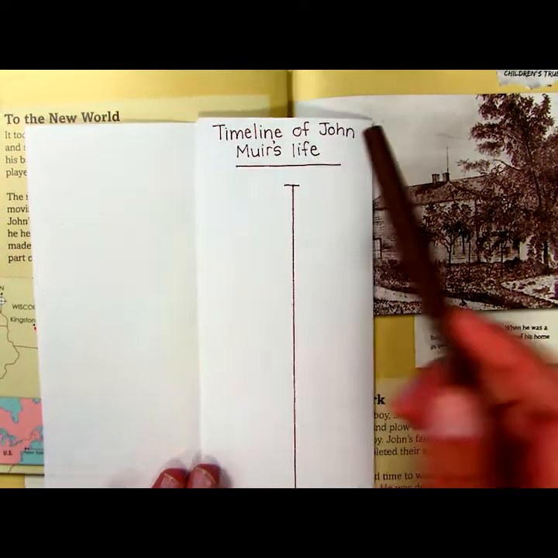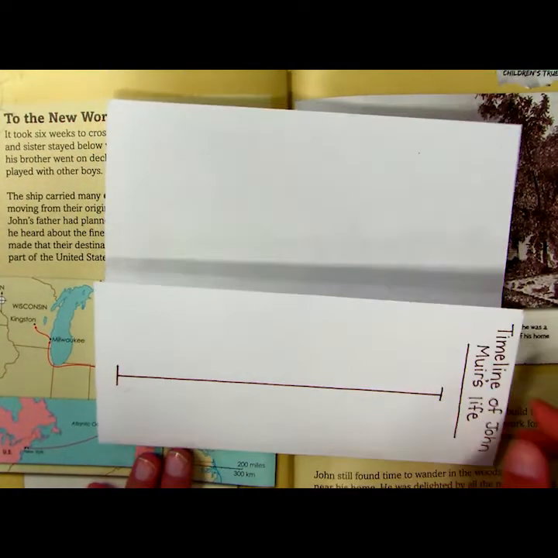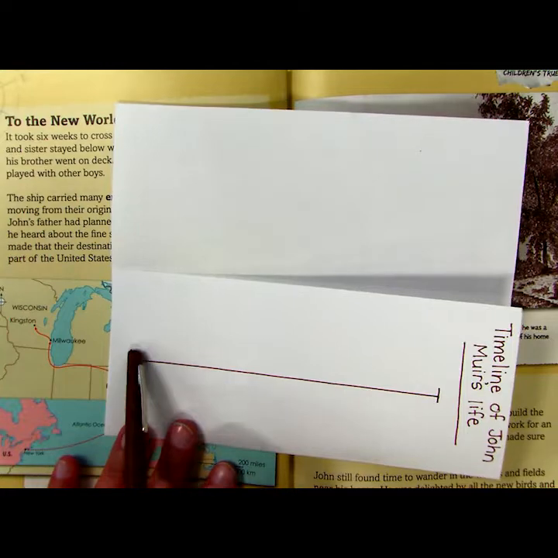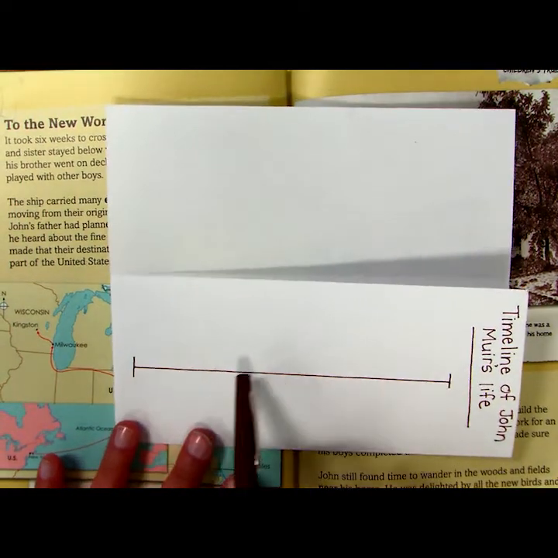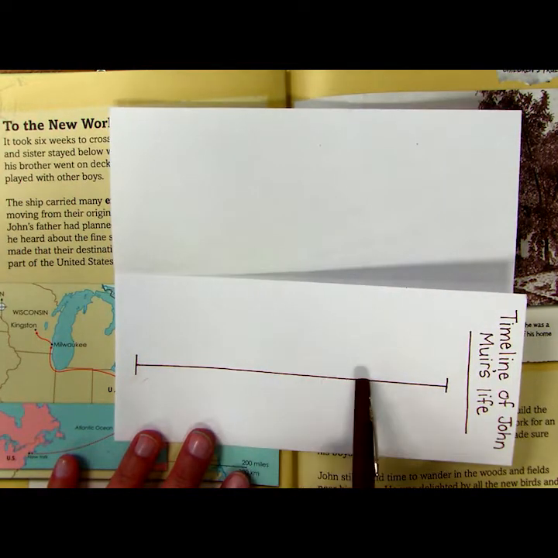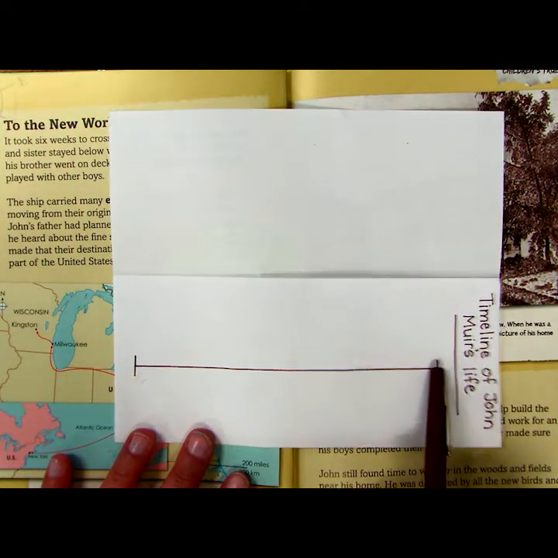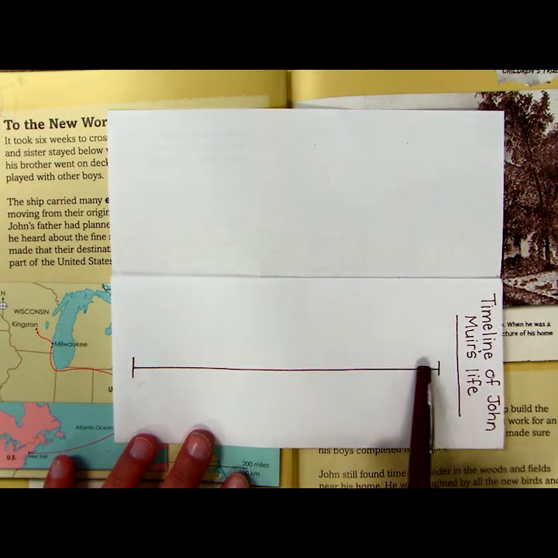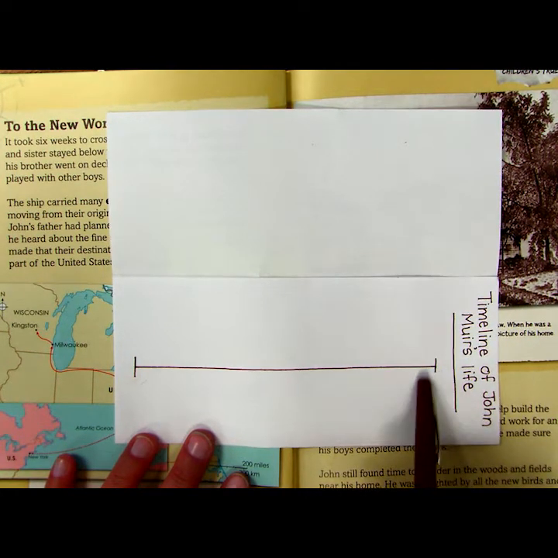Now, timelines, you could turn it this way, and we're going to include some major events, maybe like the day he was born, maybe like the day that he left Scotland to come to America, perhaps the day that he arrived in America. Some timelines might even include down here the very last date, if we're talking about someone's life, perhaps like the day that this person passed away or died.